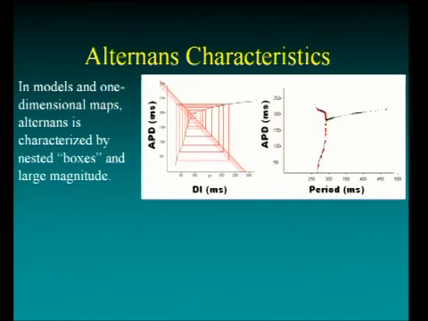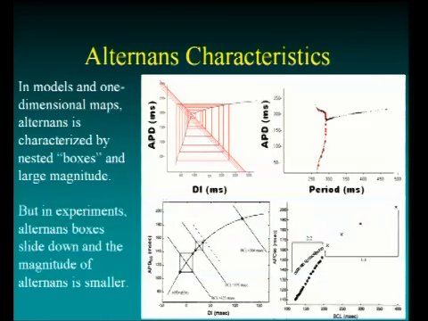So in models and in one-dimensional maps, like the one I just showed before, the alternans is characterized by these boxes here, and they're going to be nested during alternans, which makes sense because you need to have long and short cycle lengths during alternans. From the bifurcation point, there's really no option other than to have values that are longer and shorter. And as you move through the bifurcation in these models, these boxes expand. So these boxes are nested.